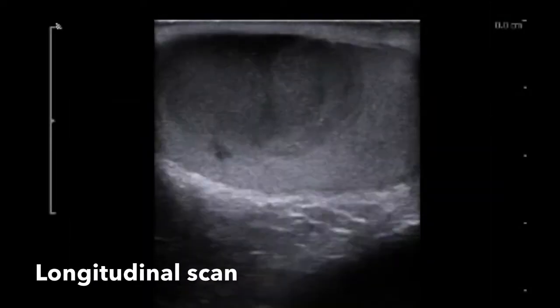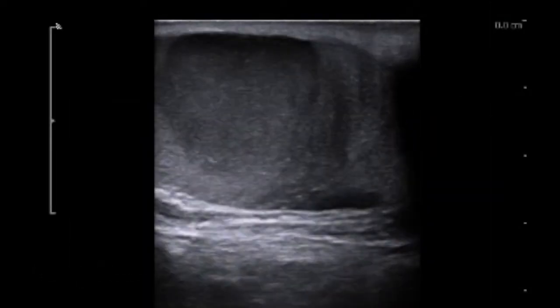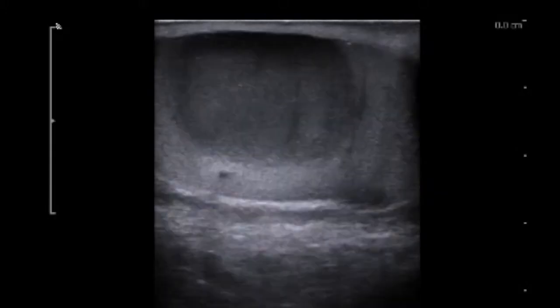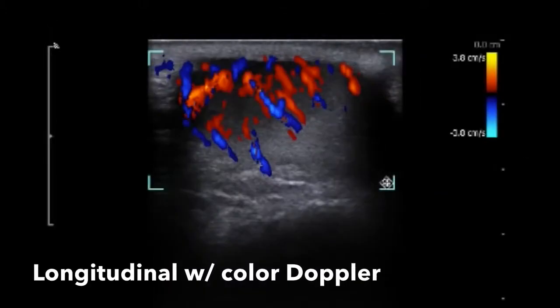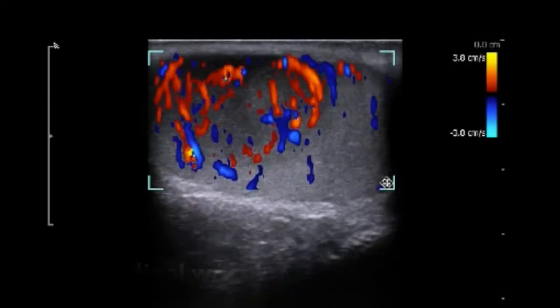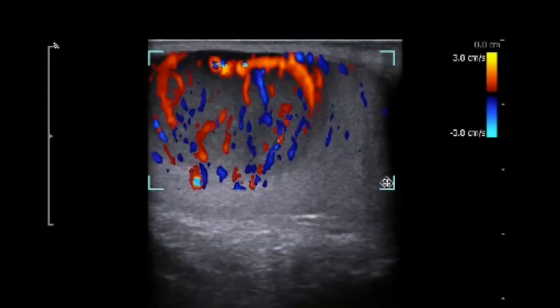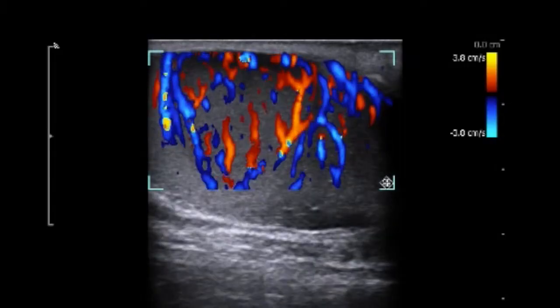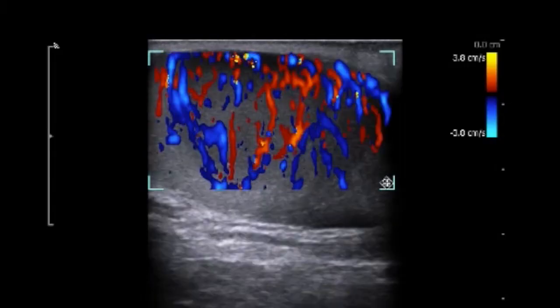The survey scan demonstrates a hypoechoic mass in the superior anterior portion of the testis. This mass measured 2.8 by 2.0 centimeters. The addition of color flow Doppler demonstrates increased blood flow in the mass, confirming the diagnosis of a testicular tumor.